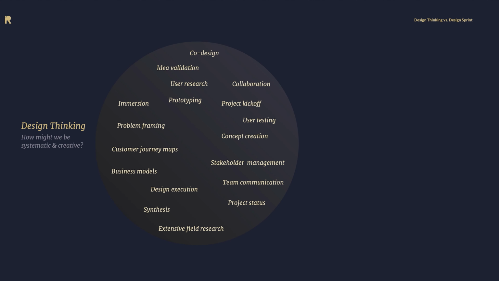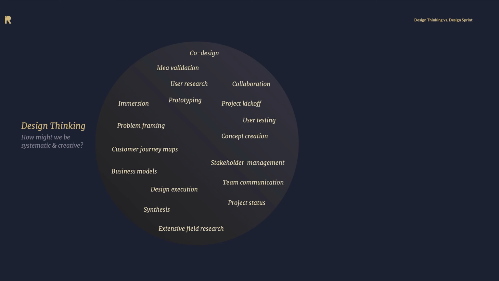So let's have a look at what generally comes under design thinking in terms of the different activities that go in there. Design thinking is about where designers, or people, not necessarily just designers, but whoever facilitates design thinking, will come up with a motivation on how might we be more systematic and creative in our process to solve this particular problem that is quite complex. A lot of the activities that fall under design thinking are co-design, idea validation, user research, prototyping, immersion, problem framing, user testing, concept creation, and so on and so forth.